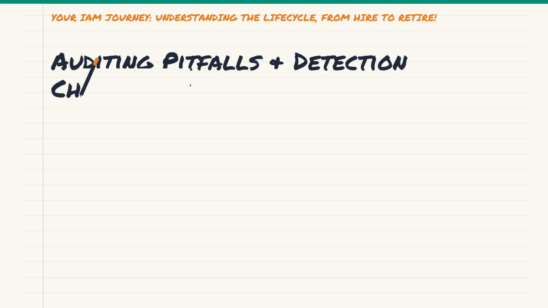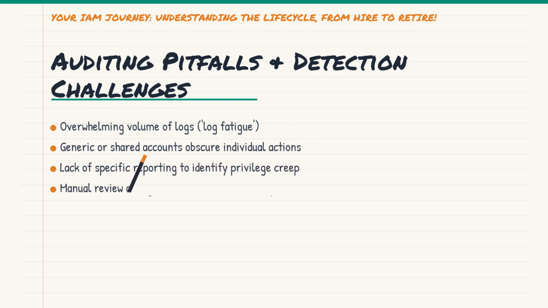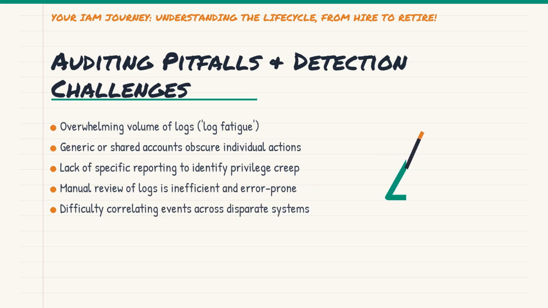While auditing is powerful, it's not without its challenges. One major pitfall is log fatigue. Too many logs, too little time to review them, making it easy to miss critical events. Another issue is generic or shared accounts, like guest_user or admin_service, where you can't trace actions back to a single individual, making accountability impossible. For our transferred employees, if we don't have good reporting, those accumulated privileges simply won't show up as abnormal unless someone is specifically looking for them. Without proper tools or analysis, a needle in a haystack is impossible to find.